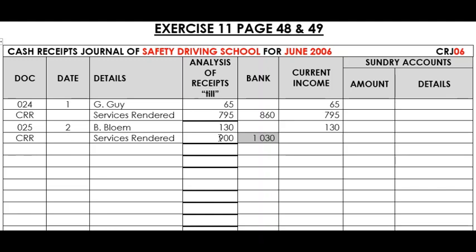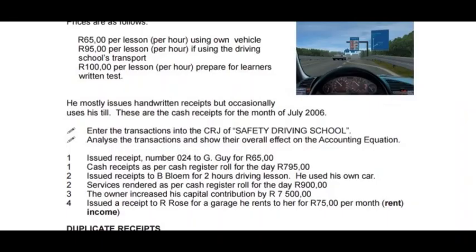Remember to draw that thick line when you are cashing up your till. And then you have to say that you have received 900 Rand for services rendered that goes to current income. Remember, these two values must be the same. Then if you look at the 3rd, there was only one transaction on the 3rd.